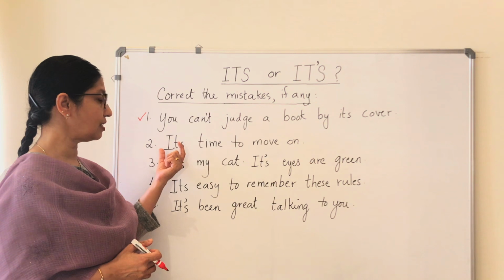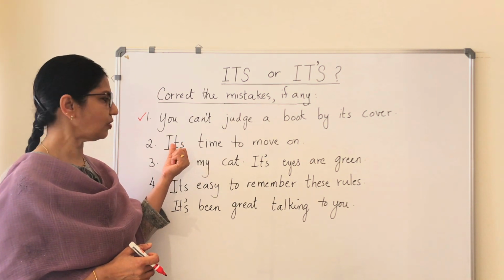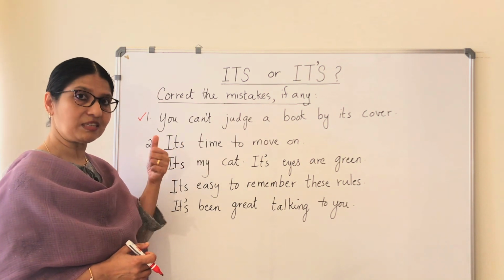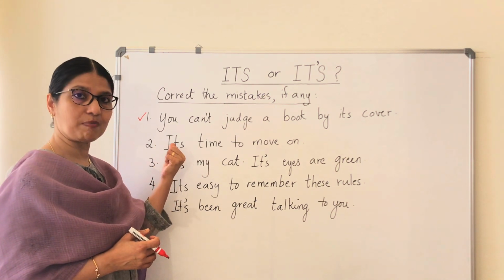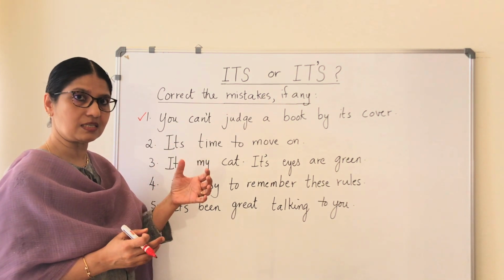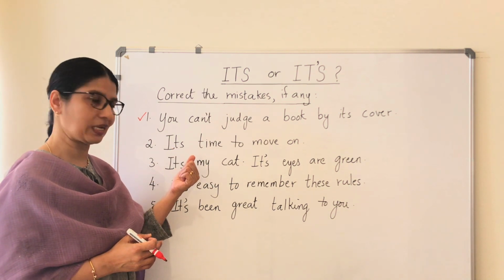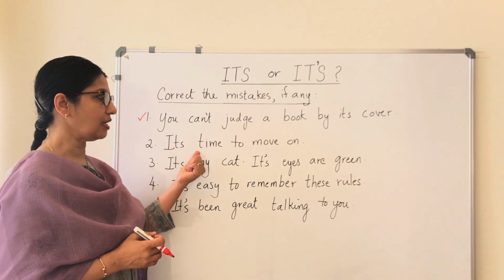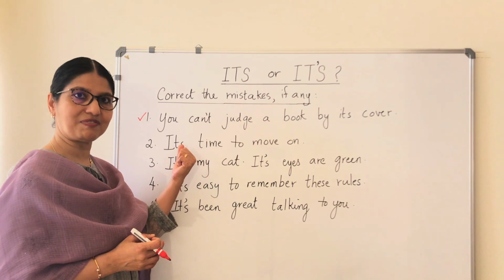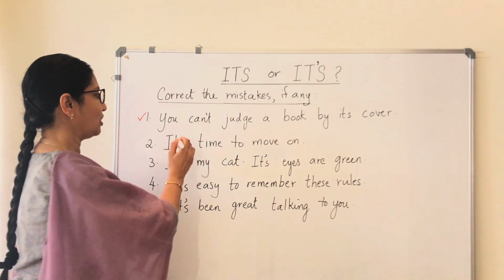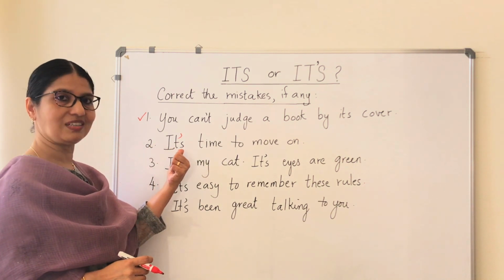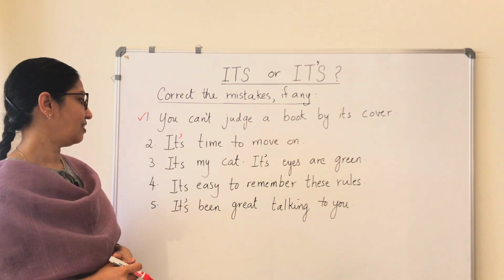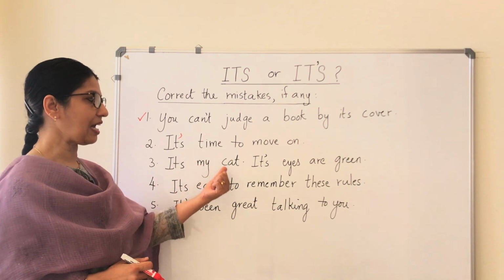You have its without an apostrophe. What do you think of this? Another tip I gave you was, if you have any kind of confusion, just see if you can replace this it's with it is or it has. Let's do that. It is time to move on. Yes, that fits in. So that means it should take an apostrophe. So the sentence was wrong. Now it is right. The third one, it's my cat.